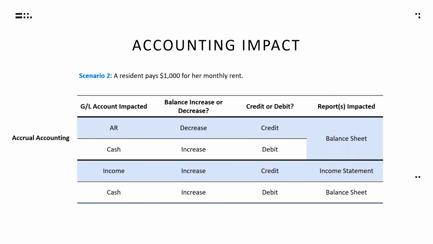On the accrual accounting method, the only report that is impacted when receiving a payment is the balance sheet. Let's go over to our cash accounting method. Now that we've received the payment from our tenant, the two GL accounts that are impacted on cash accounting are your income account as well as your cash account. Both of these accounts will increase, so we'll need to credit our income account and debit our cash account. If we ran reports to see this accounting impact, it will reflect on our income statement as well as our balance sheet.